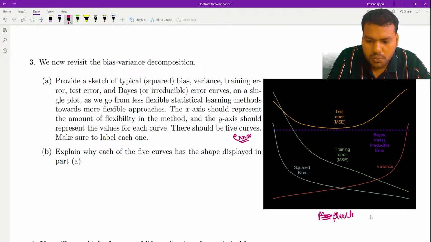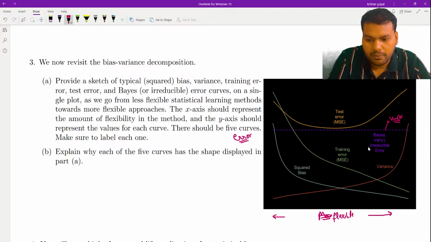As you increase the flexibility, your variance will increase and your bias will decrease. As you decrease the flexibility, your bias increases and your variance decreases. That's what we already studied in our video. Now explain why each of the 5 curves has the shape displayed in part A. Okay, I can show. This dotted line is the variance of epsilon. This is the irreducible error.